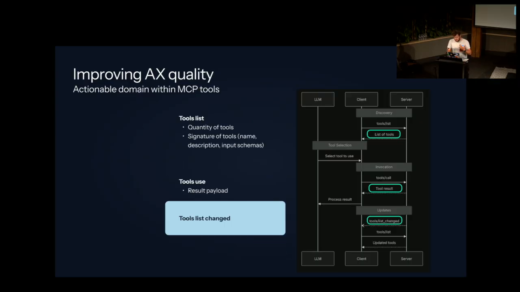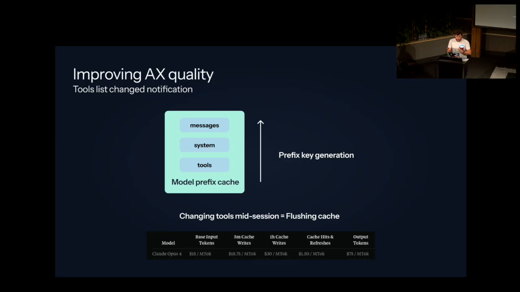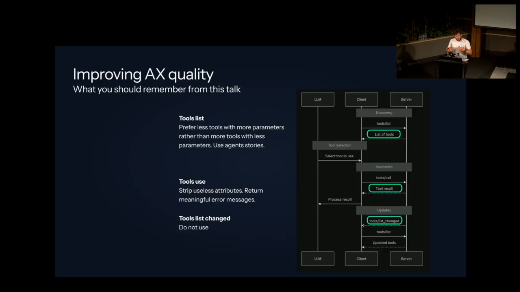Finally, tool notification. My advice here is not to use them. A lot of models out there build cache on top of tools, for example, used as a cache key. So if you change the list of tools, you will basically invalidate cache. So prefer always less tools with more parameters rather than more tools with less parameters.